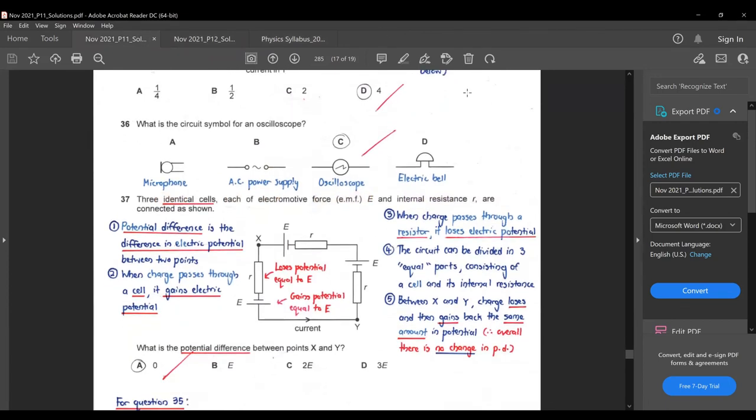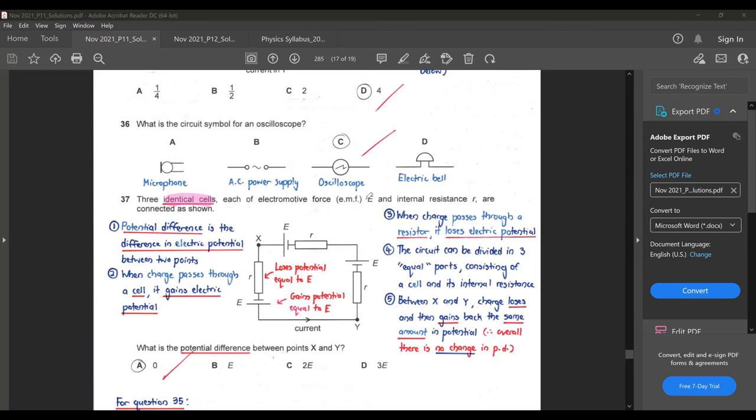Now 37, this one is something else. It's also on DC again. They tell you that you have three identical cells, each with EMF E and internal resistance R, connected as shown. What's the potential difference between X and Y? They're asking what is the potential difference between this point and this point, meaning what is the difference in their potential?